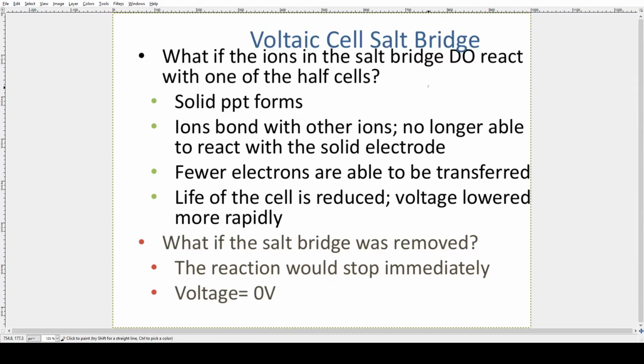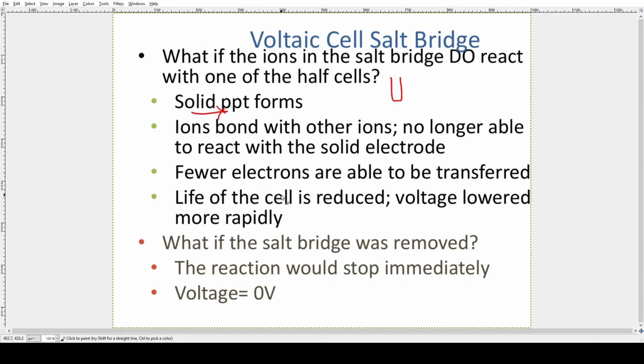Okay, so what if the ions in the salt bridge do react with one of the half cells? Well, that wouldn't be good because a solid precipitate would form. And if that happened and those ions start bonding with other ions, then we no longer have a solid electrode that things can really react with. That solid electrode needs ions to react with it. So we don't want this to happen.